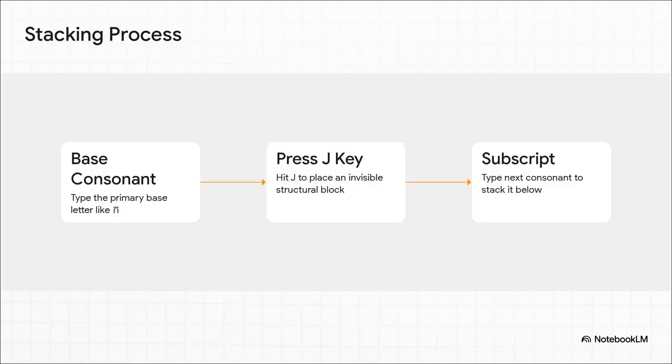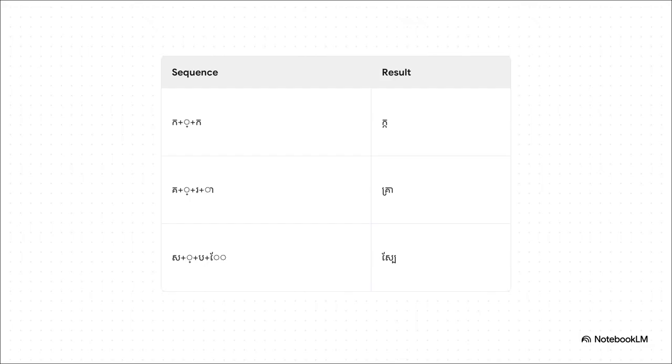It's really just a simple 3-step rhythm. Step 1, you type your base consonant, let's say ka. Step 2, you press that magic J key. Now, you won't actually see a letter appear on your screen when you do this. Instead, you're placing an invisible structural block. Then, step 3, you type the next consonant, like another ka. Because of that J key you hit in the middle, the computer knows exactly what to do. It drops that second ka down and turns it into a subscript. And this brilliantly illustrates how you can string together complex phonetic sequences with just a few incredibly logical keystrokes.